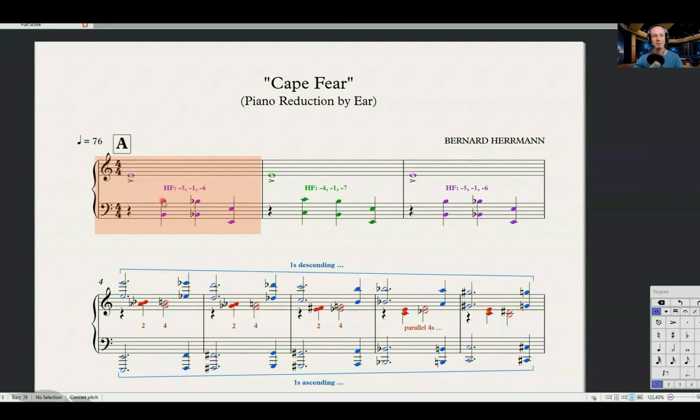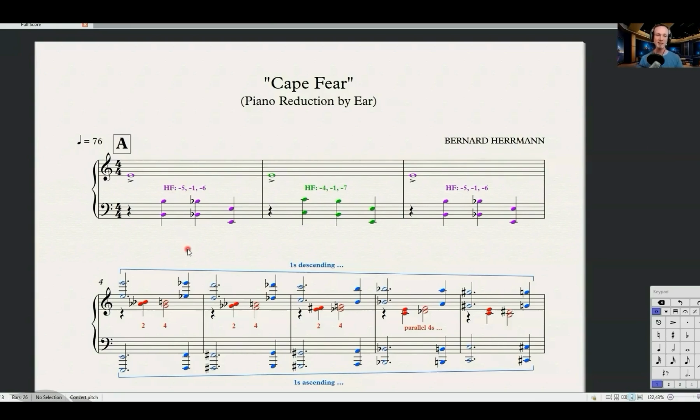Then from here, it reads -1, that is the B flat, and it reads -6. So a minus sign indicates the descending direction. This is important to know, so I'm not referring to diatonic intervals. So let's stick to chromatic steps. And we could almost say that Cape Fear is a study in chromatic steps because this whole piece is packed with ones. Let me actually point out that HF stands for horizontal formula.